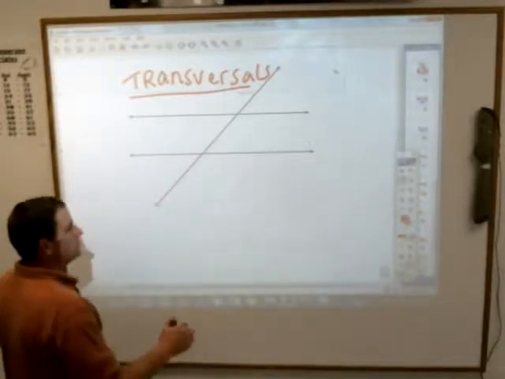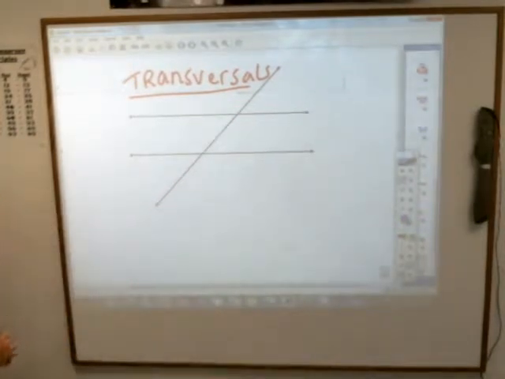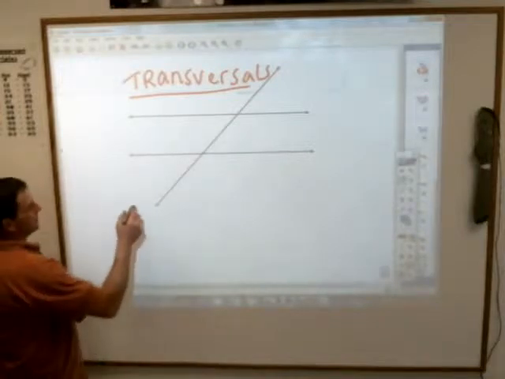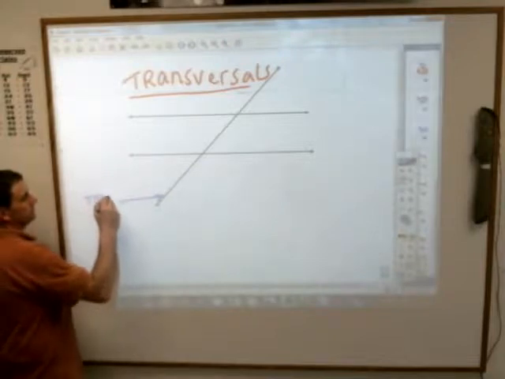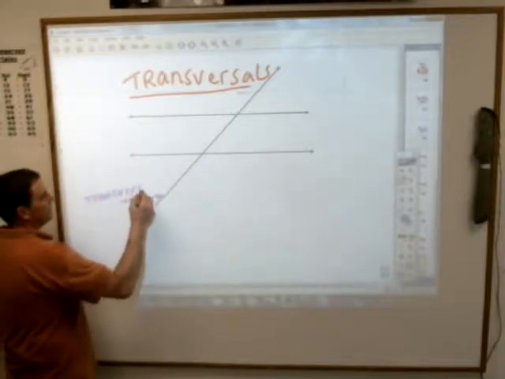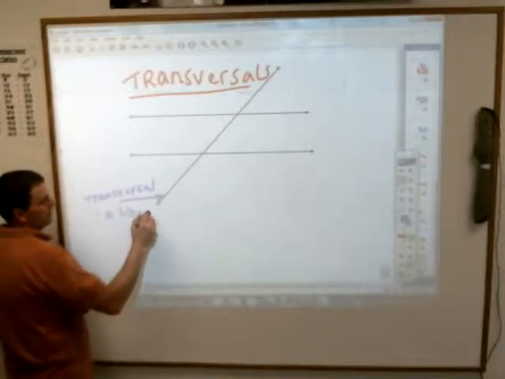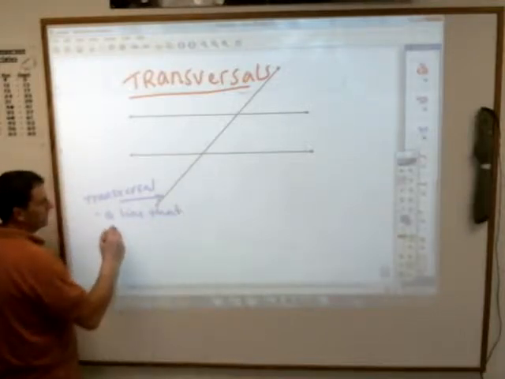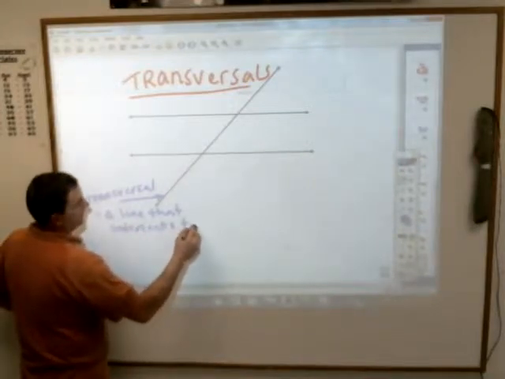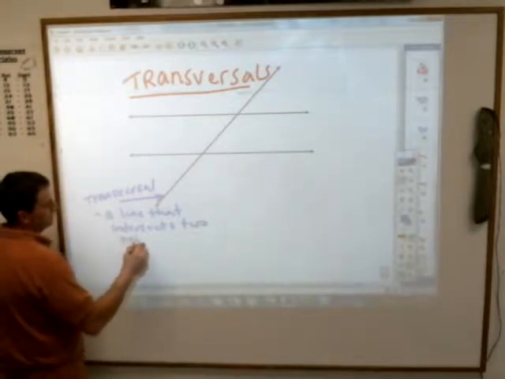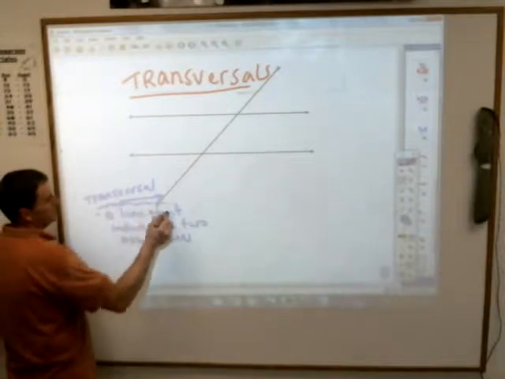Okay, in this drawing here, lot of definition, so you gotta take some good notes today. In this drawing here, this line right here, this is the transversal. And the exact definition of a transversal is a line that intersects two other lines. Okay, that is the definition of a transversal.